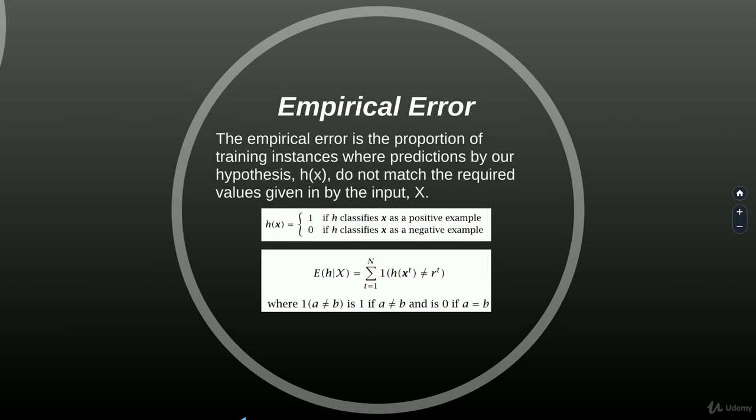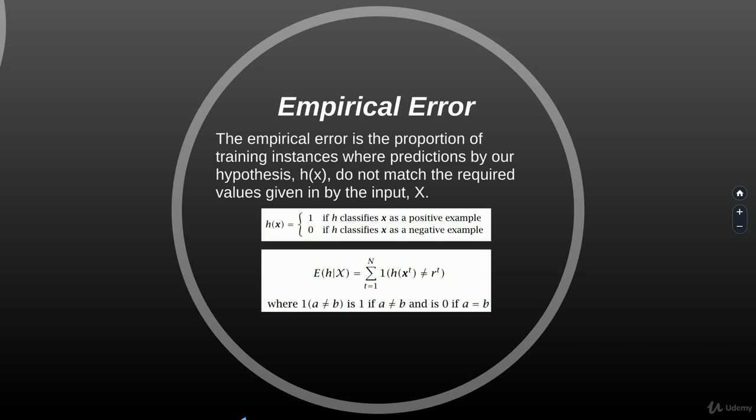And the empirical error is the proportion of training instances where predictions by our hypothesis h of x do not match the required values given by the input x. So again, we need to find the values of these four parameters given the training set to include all of the positive examples and none of the negative examples.